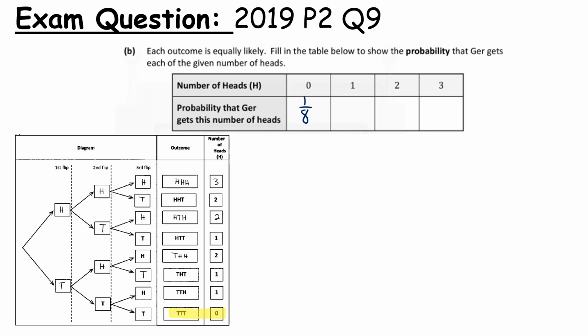Okay, and then if we look at 1, let's see where we can see getting 1 head. So we have here 2, 3, so there's 3, and again they want the probability, so it's going to be 3 out of 8. For 2 there's another 3 out of 8, and then for 3 there's a 1 out of 8. And again, a quick check is always what happens when you add those. We get 8 out of 8, which is 1. They're exhaustive, so that's correct.